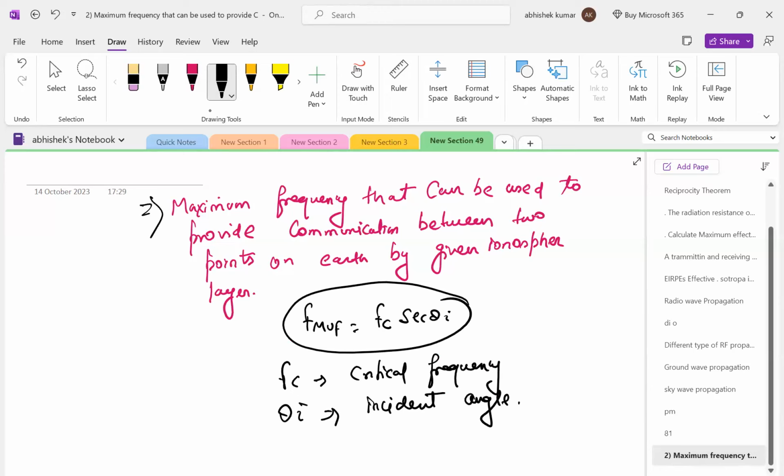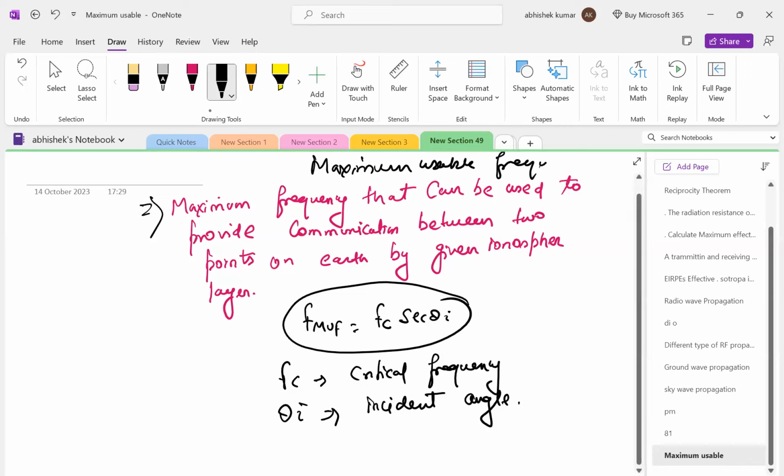Okay. Any doubt in maximum usable frequency? No doubt. Okay, we can stop here today.